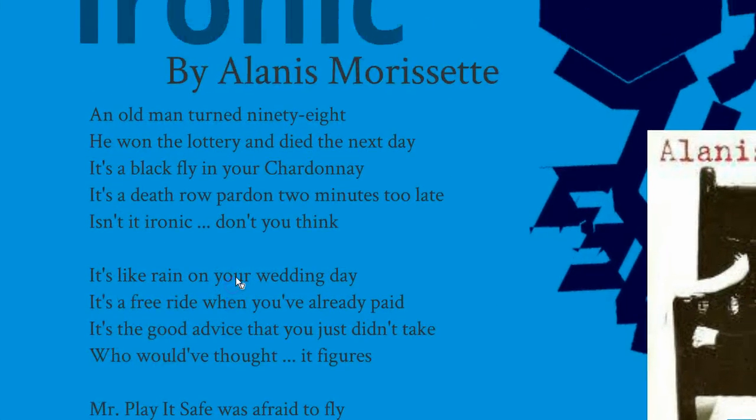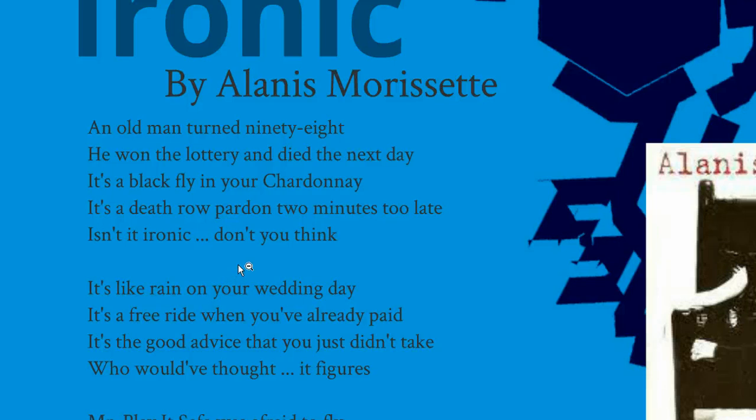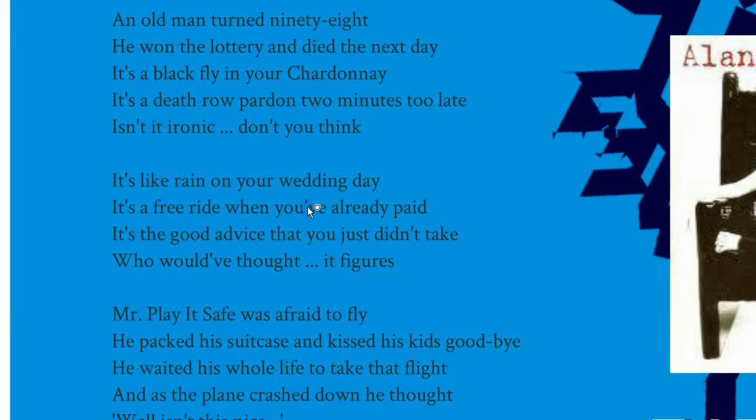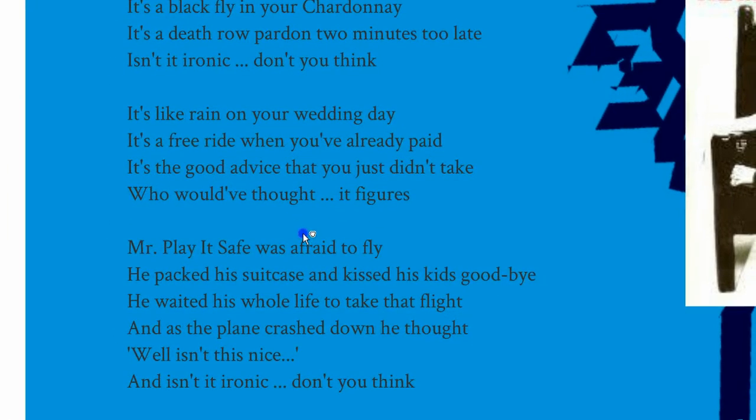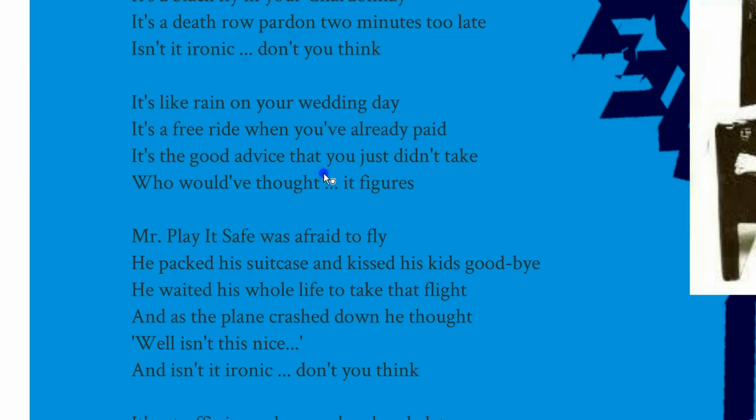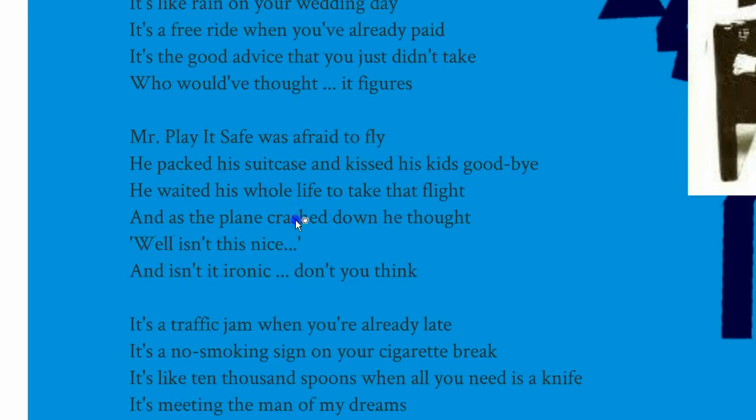She says, an old man turned 98, he won the lottery and died the next day. Okay, we might could say that's ironic, but a lot of people criticize it. Black fly in his Chardonnay. It's a death row pardon, 2 minutes too late. Well, that sucks. And the chorus is, isn't it ironic, don't you think? And we might say, maybe Atlantis. I don't know. It's like rain on your wedding day. Is that really ironic? It's a free ride when you've already paid. It's a good advice you just didn't take, right? Tells a little story here.